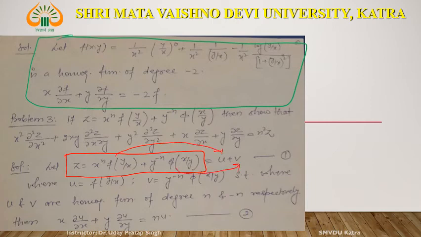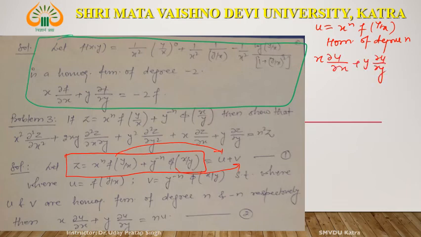If u is this, then u is a homogeneous function of degree n. If v is this, then v is a homogeneous function of degree minus n, right? Means u is equal to x to the power n times a function of y by x. It is homogeneous of degree n. Then by Euler's theorem, x ∂u/∂x plus y ∂u/∂y is equal to nu.